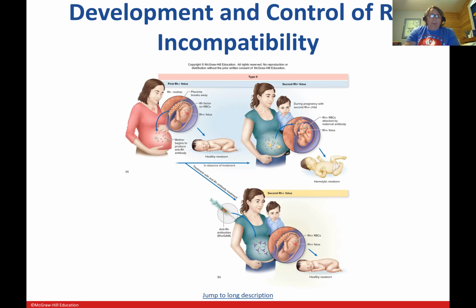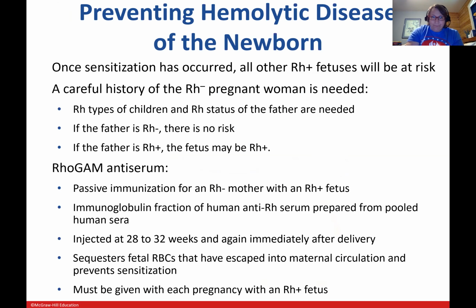Okay, so again, that first Rh positive interaction generally is a healthy pregnancy because it tends to happen later in the pregnancy. But any subsequent baby is potentially going to be killed by the mom's antibodies if no intervention occurs. So once that sensitization has happened, every other Rh positive fetus is going to be at risk.